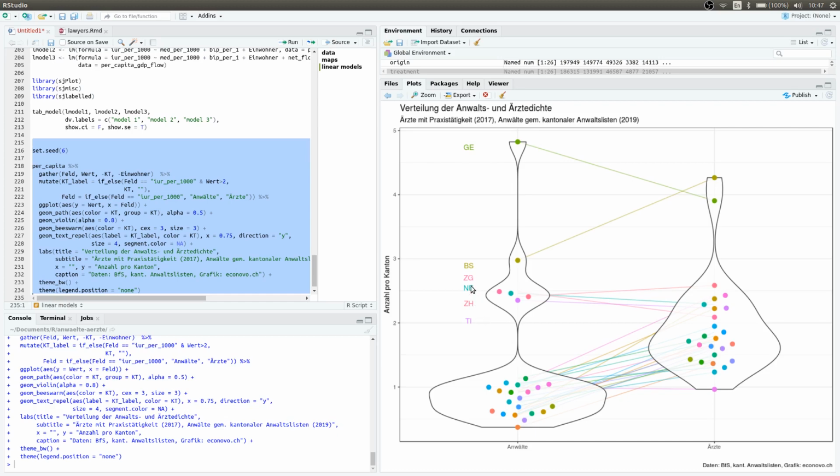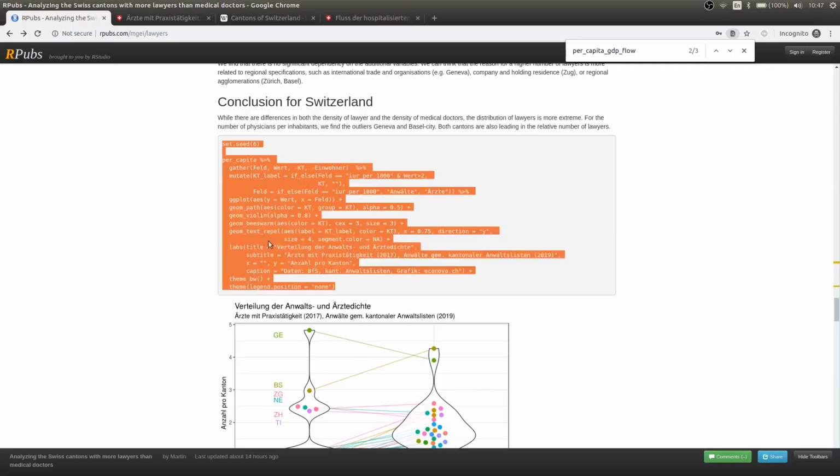Not 100% sure about Neuchâtel and Ticino, which also show both high stats, especially for the number of lawyers, and also kind of high values for the number of medical doctors.